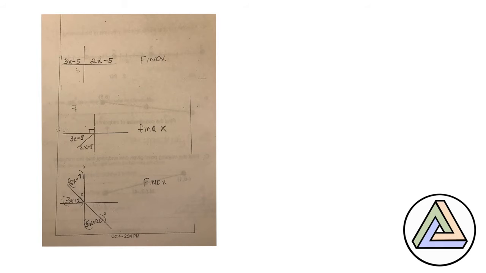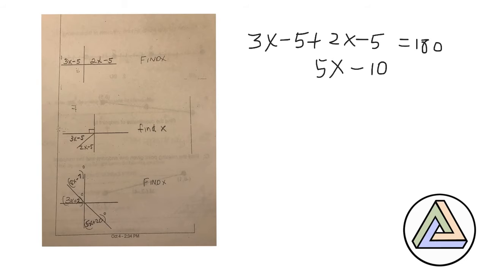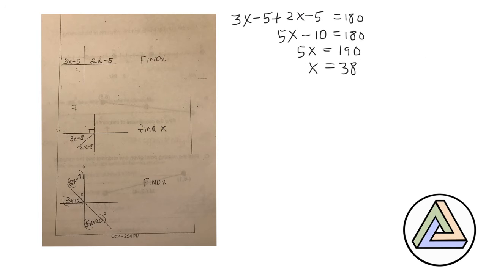All right, find x right here. What looks like 3x minus 5 and 2x minus 5 are definitely a linear pair. They are supplementary, therefore. So it's going to be 3x minus 5 plus 2x minus 5, and that's going to equal 180 without question. Like terms, 5x minus 10 equals 180. 5x therefore equals 190, and therefore x equals, after dividing both sides by 5, x would equal 38. So that is that one.